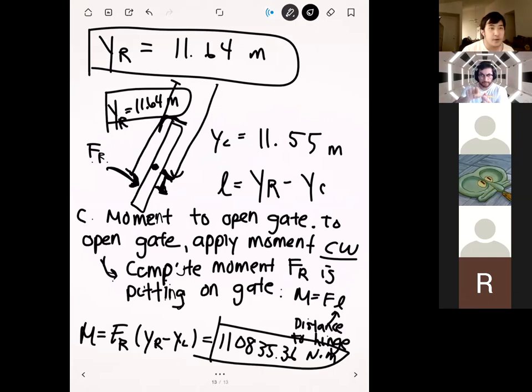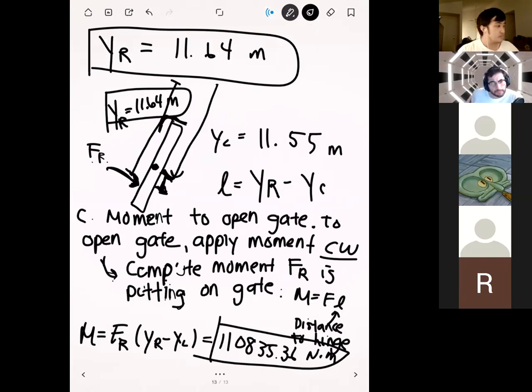So this is a simple last part of this problem, but it shows you why you're interested in the magnitude and the location of this force, because it allows you to compute things like moments, which are important to the design of gates like this. Okay. All right, any questions on this example?